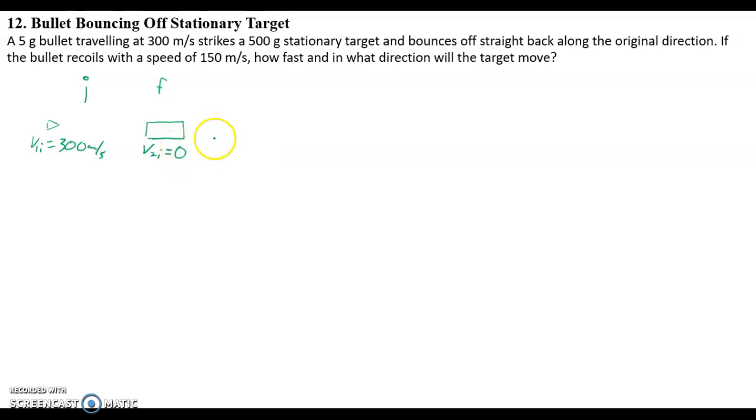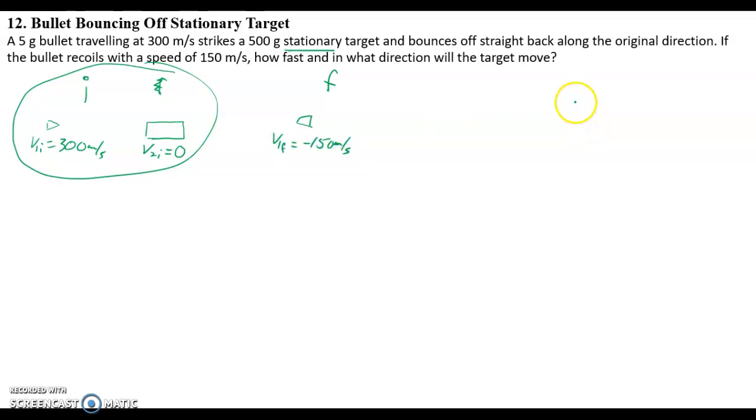Alright, so this one, oh, that's not final. This is all initial. V2I is equal to 0. It says it's a stationary target. And then the bullet bounces back. So in our final state, we've got our bullet coming back. So V1F equals -150 meters per second. Again, sticking with our positive x direction, being to the right. So the bullet's going to the right there.